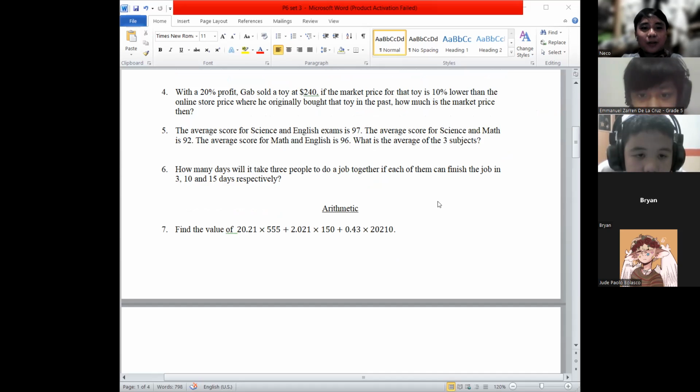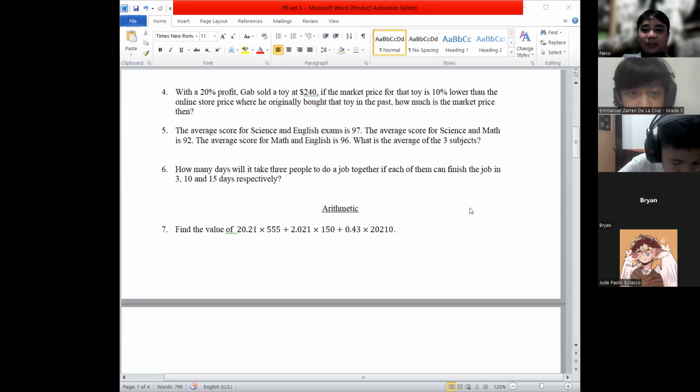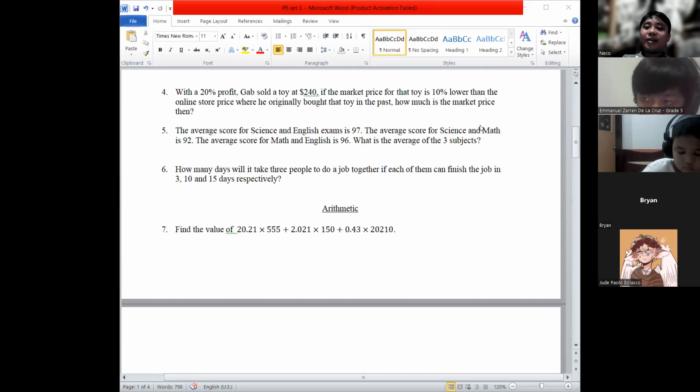Number 5. How about this one? You're given the average score for the English and science, and you have here math and science, math and English. So what is the average of the 3 subjects? What's the answer? 95. Very good. So what you actually do is you just add all those 3, because when you add all those 3, you get 2 sciences, 2 English, and 2 math scores at the same time. And you just divide the answer by 3. That would be the average of those 3 subjects. So it's actually 95. Very good.